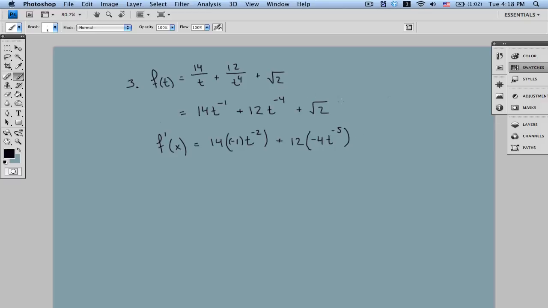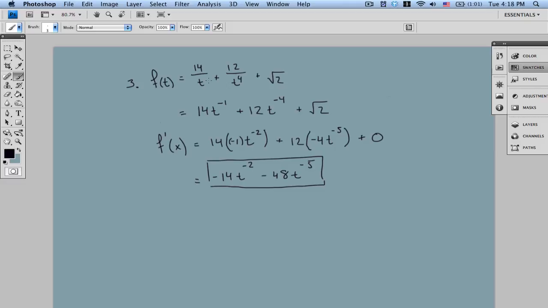And now the derivative of square root of 2 is just 0, because it's a constant. So we've got plus 0. And now it's just a matter of simplifying a little bit. Combining these terms here, we get minus 14 t to the negative 2. We've got 12 times negative 4, so we'll have minus 48 t to the negative 5. This is a totally okay way to write the answer.